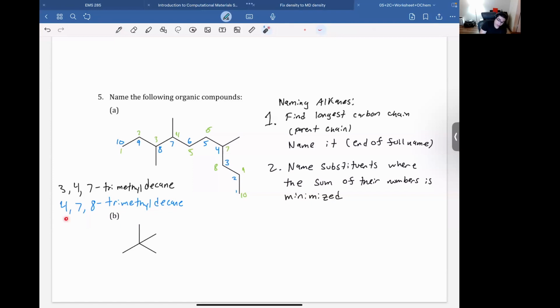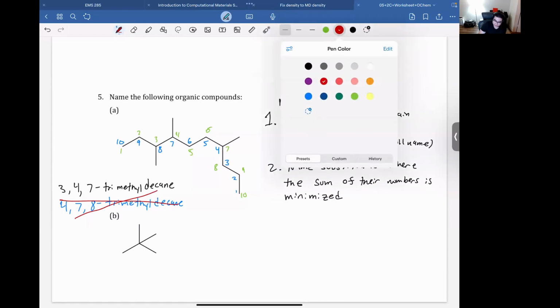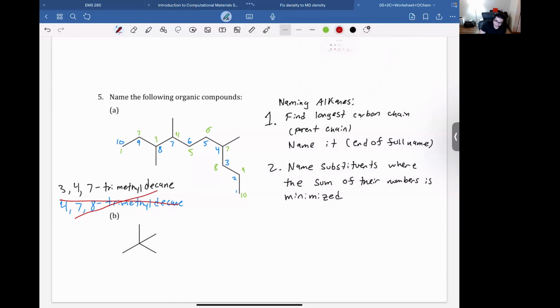So if you're looking at the numbers here, we're looking to minimize the sum of these, right? The top one has a sum of 14. The bottom one has a sum of 19, right? So one is clearly a lot larger than the other. Because of this, this one is wrong, and the answer is this top one. The sum is not minimized in the other. And that is it.